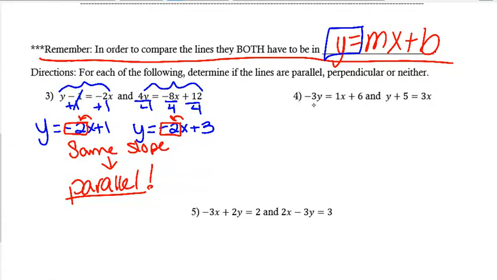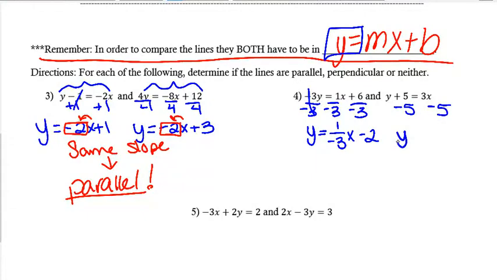All right, so let's go to the next one. Again, look, there's a number in front of y. It's right next to it, so I'm going to divide everything by that number. I'll get y equals, I can't divide 1 and negative 3, so I'm just going to leave it. I can divide 6 and negative 3, and I get negative 2. Over here, I have y plus 5, so I'm going to subtract 5. I get y equals 3x minus 5.